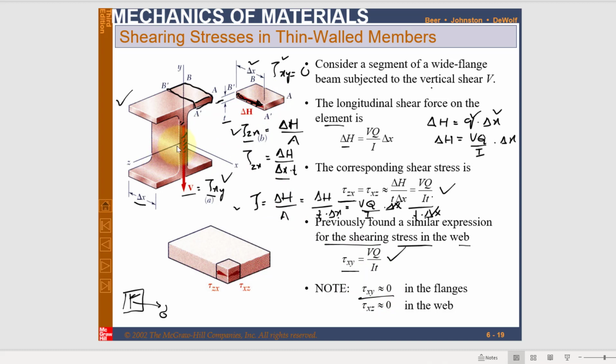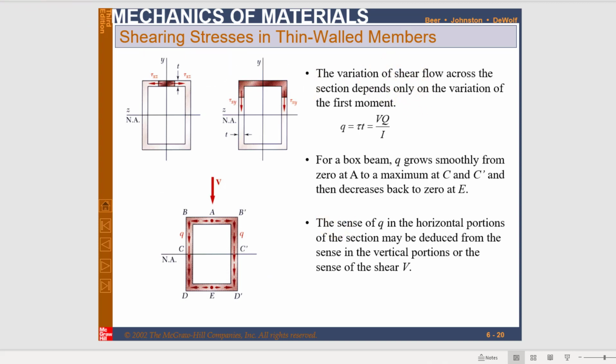and only the shearing stress will be tau of xz. Similarly, in the web portion there is a shearing stress of tau of xy, but tau of xz will be equal to 0, because the thickness of the web is also very small in the z direction, so this term will be equal to 0. So the flange will experience only a shear stress that is tau of zx, and the web only experiences a shear stress of tau of xy.